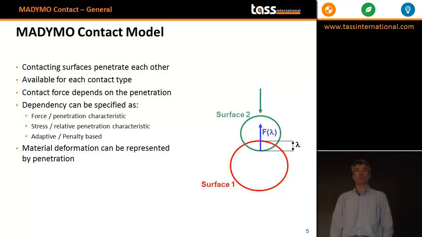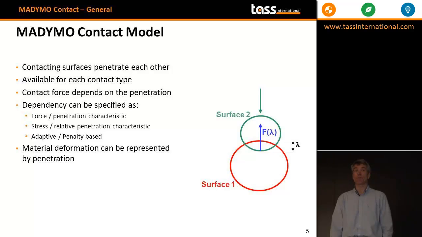Well, let me give a simple example. You see here two balls, a surface 1, let's call it the master surface, and a surface 2, let's call that the slave surface. The slave surface is moving in a downward direction, and for that is penetrating the master surface. It's an amount of lambda, and with this amount of lambda, the amount of penetration, a contact force is generated, which tries to push those two surfaces from each other again, such that the contact is released.